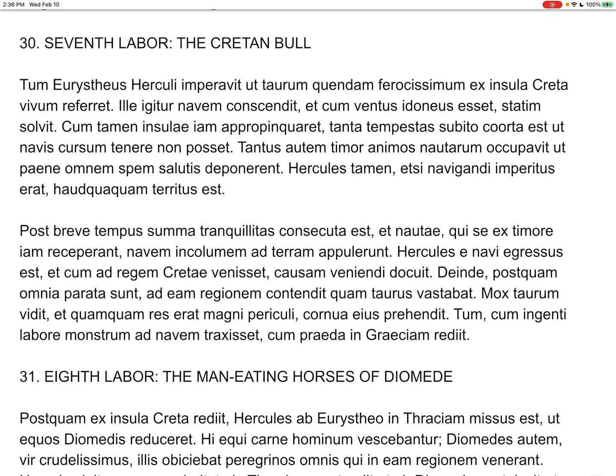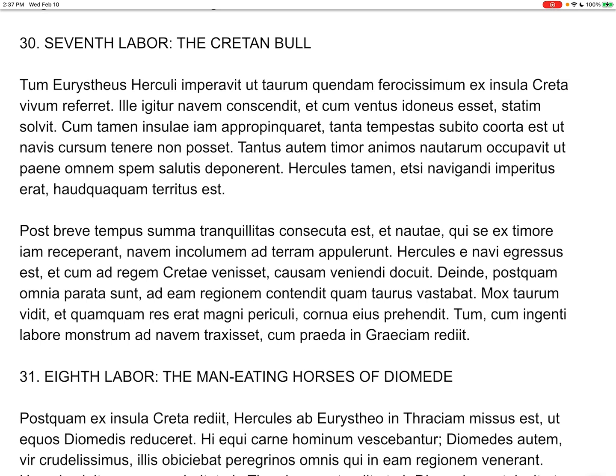Ille igitur, he therefore, navem conscendit, boarded a ship, or embarked upon a ship, climbed aboard a ship if you wish. Conscendit is a synonym and a derivative of scando, scandere, to climb or ascend. Ascendo and descendo are a couple other common derivatives of that. Et cum ventus idoneus esset, and when there was a suitable wind, statim solvit, he immediately set sail. Now, solvit, of course, literally means looses or loosens. That's where we get solvent and solution from. But idiomatically, it is often used in the context of sailing to mean to release your anchors and mooring ropes, and thus to set sail in the English idiom.